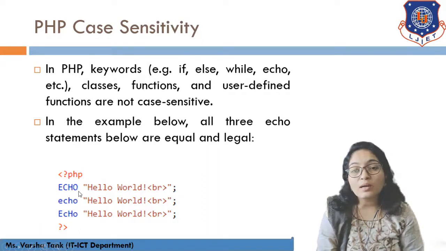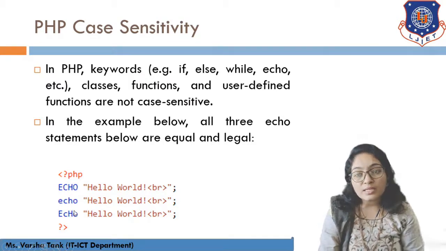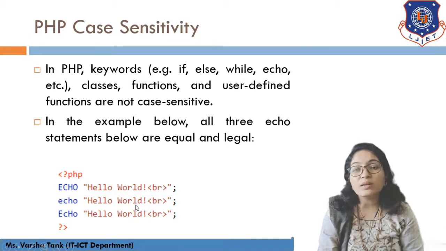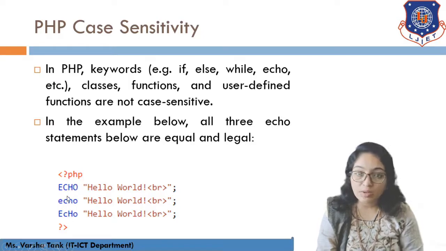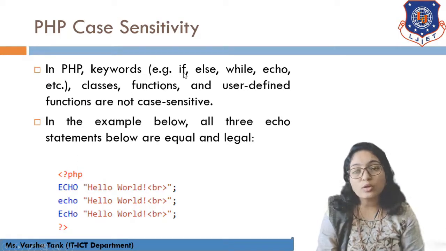If you write capital ECHO, then also it will print the statement. If you write ECHO, then also it will print the sentence hello world. And if you write capital E, small c, capital H, and small o, then also it will print hello world. That means this is not case sensitive, but variable is case sensitive. Here, if you write if in capital, then also it will work as a condition.